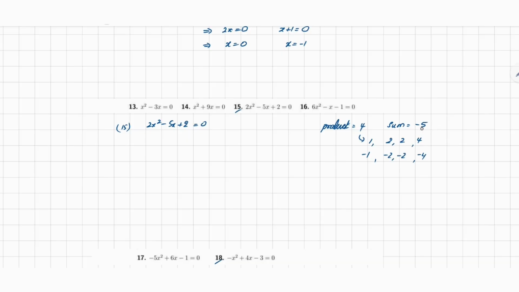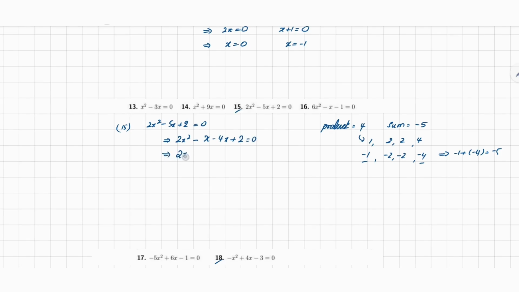We need the sum as minus 5. So minus 1 times minus 4 gives 4, and it also gives us the sum of minus 5, which is minus 1 plus minus 4 gives us minus 5. So we can split the middle term using that. We have 2x squared minus x minus 4x plus 2 equals 0.